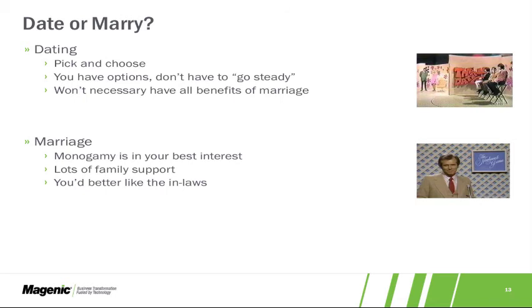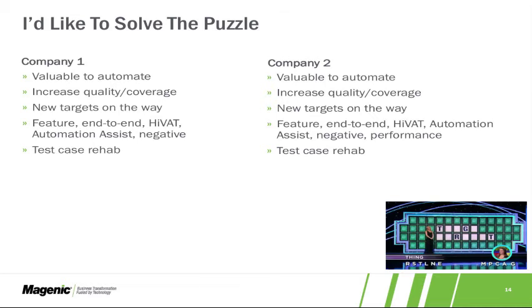So like I said, we'll do some comparisons and contrasts of two engagements that I've been in my not so distant past. At company one, we decided it was valuable to automate. There were some things that technology could help us do. We wanted to increase quality and coverage. We knew there were some new targets along the way. We knew that there was going to be a company acquisition. We didn't know what it was going to be, what the technology was. So we just knew that we had to prepare for change in the not too distant future.